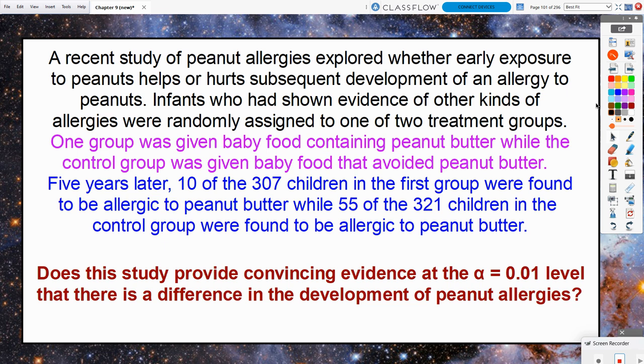Does this study provide convincing evidence at the alpha equals 0.01 level that there is a difference in the development of peanut allergies?